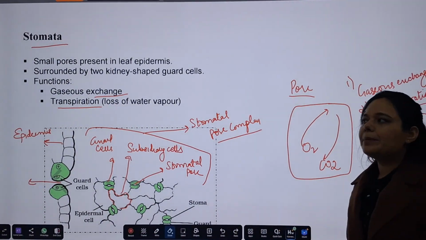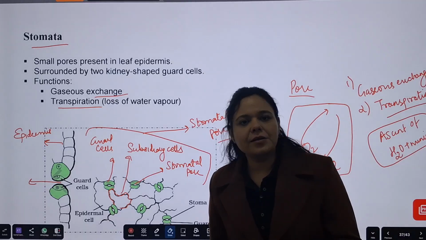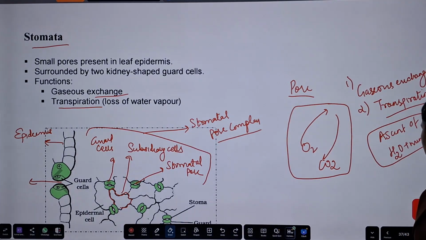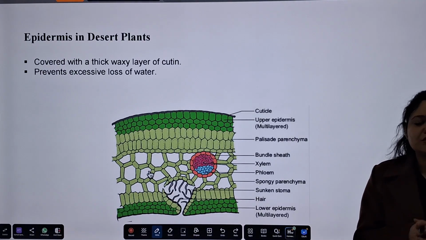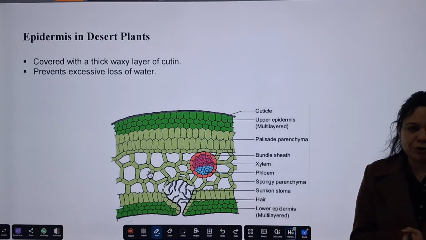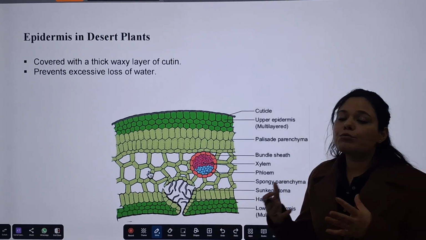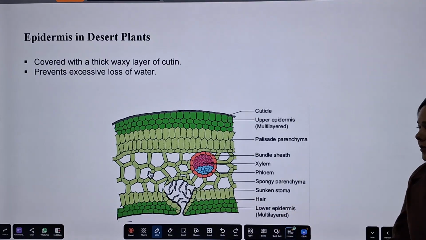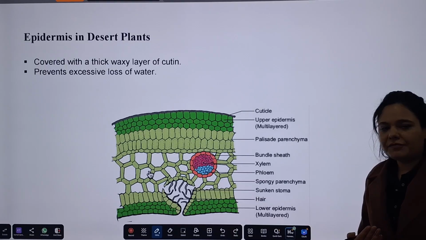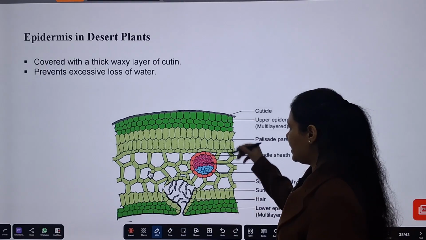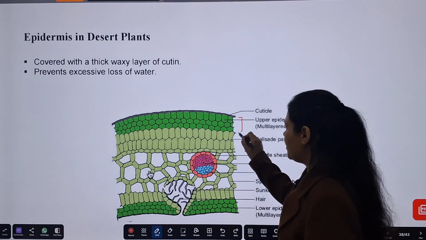So far we have seen epidermis in normal terrestrial plants. Now let's see epidermis in desert plants. Desert plants are those plants which face shortage of water, so they need to save more water compared to normal land plants, since water availability is not there. In a desert plant, if we cut the section of the stem, we see something like this. They have multi-layered epidermis.